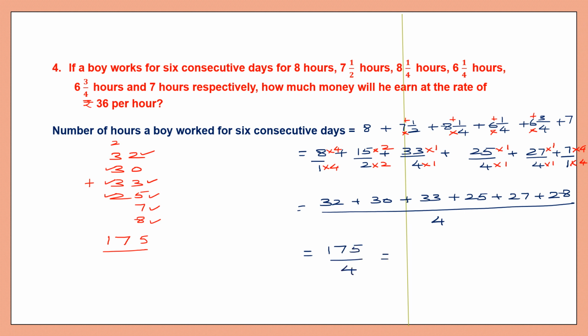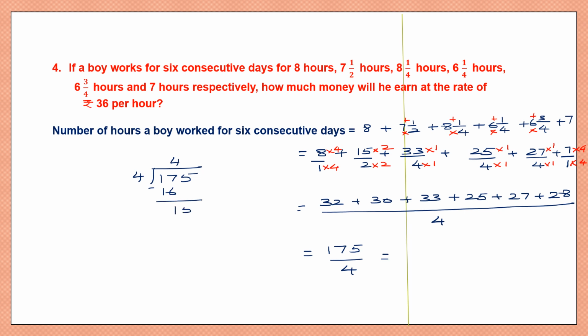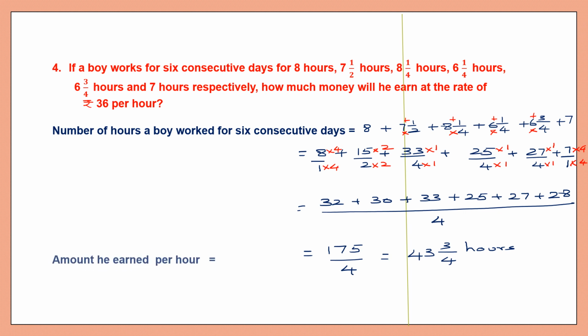Now this is again an improper fraction. Let's convert it to a mixed number. So let's divide 175 by 4. Let's take 17. 4 fours are 16, 17 minus 16 is 1 and we bring down 5. 15. 4 threes are 12, 15 minus 12 is 3. So what is our mixed number? 43 3 by 4. So what is our answer here? 43 3 by 4 hours is the number of hours the boy worked for 6 consecutive days. So let's write that.